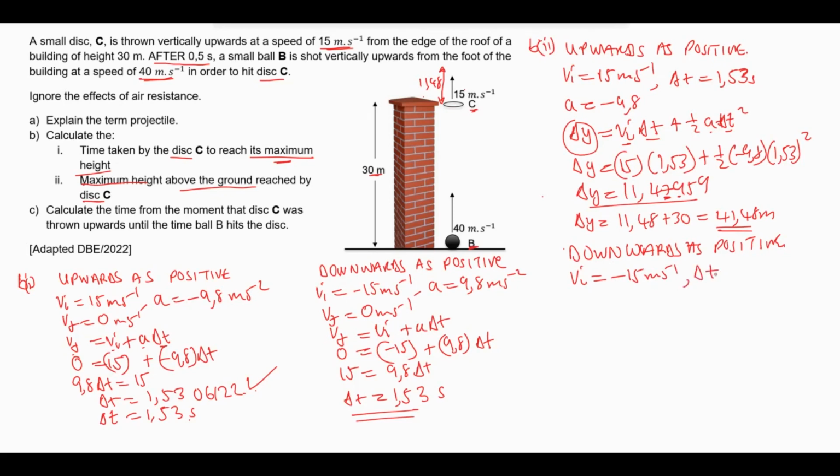Then time is still the same, 1,53 seconds. Acceleration is 9,8. Then we substitute into this formula. Okay, so delta y is equal to negative 15, 1,53, that is time, then plus half, 9,8, then 1,53 squared, right?